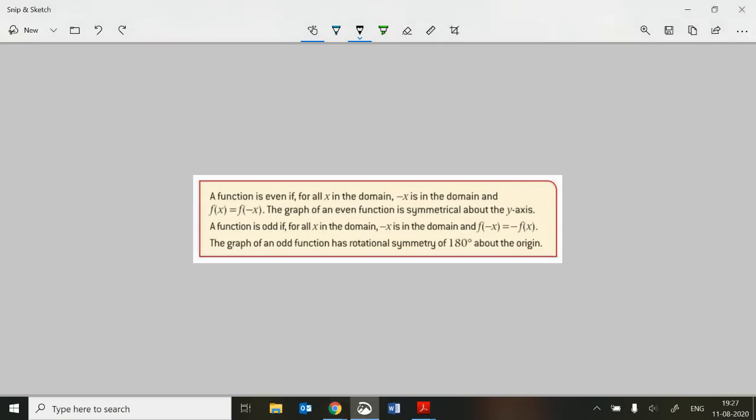So what they're really saying is that if you put in a number, let's say on this side of the axis, say for example we put in 2, then we should get the same height as when we put in minus 2. Or likewise, when we put in minus 2, it's going to give us the same thing.